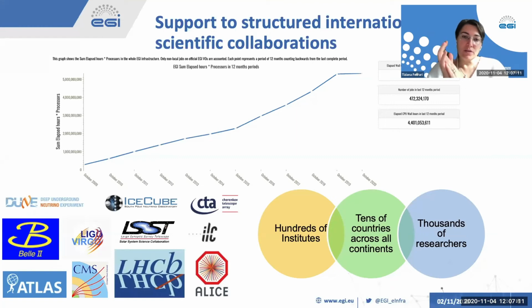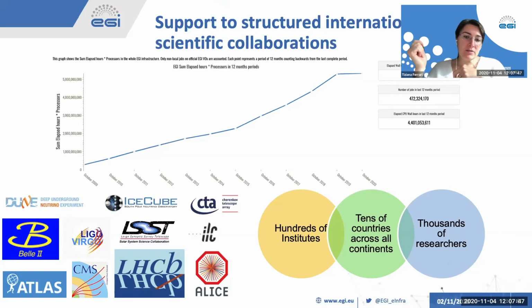And this diagram shows the trend in accounting in the whole EGI Federation that today includes about 250 data centers worldwide, how scientific computing has been driven by the scientific discoveries of organizations working in high energy physics, astronomy, astrophysics, and many other international endeavors, which by construction have required collaboration internationally.